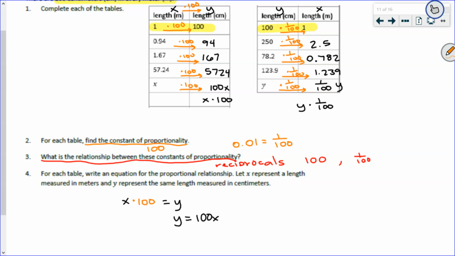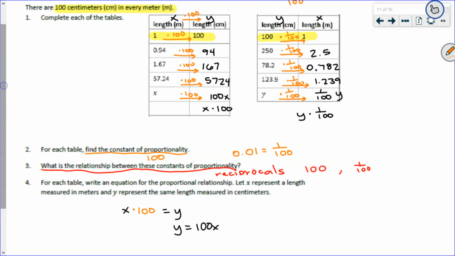This time I'm multiplying by 1/100. So I'm going to start in this column here. And when I go forward, I multiply by 1/100th. And when I do that, where do I end up? Right here with an x. So again, it's just that simple.